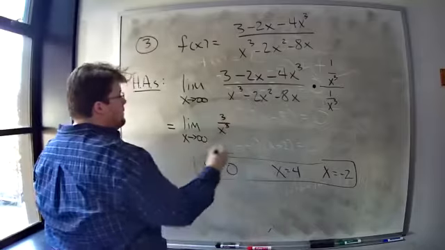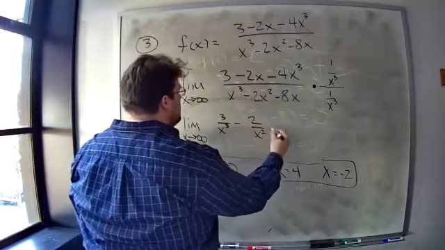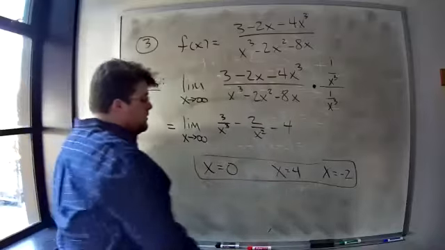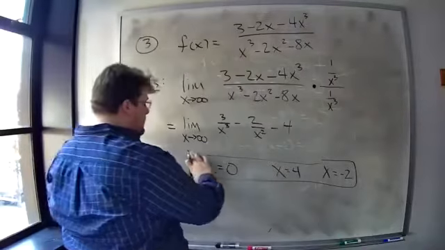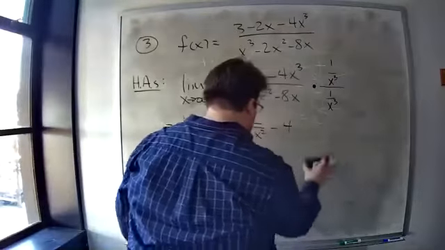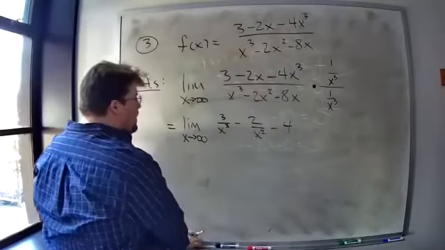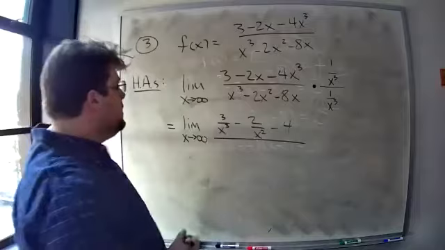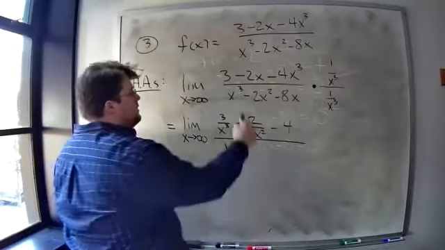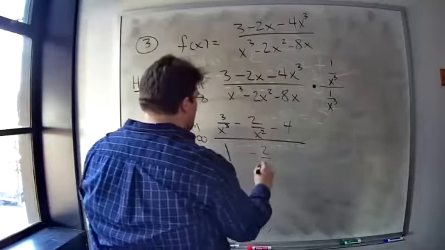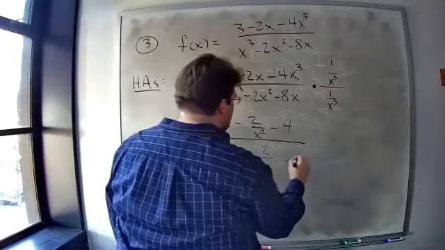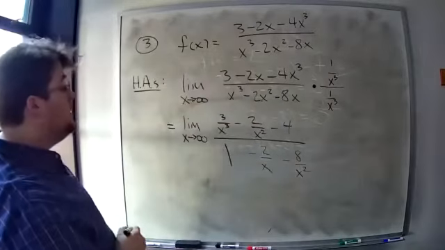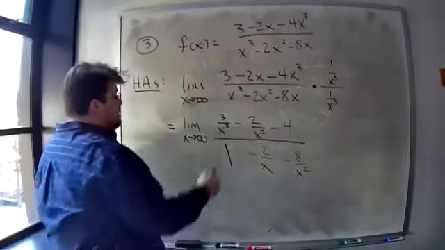3 over x cubed minus 2 over x squared. 4x cubed over x cubed is just 4, so it is -4. And what do we get in the denominator? x cubed over itself is 1. -2x squared over x cubed is -2 over x. -8x over x cubed is -8 over x squared. And now we take this limit.